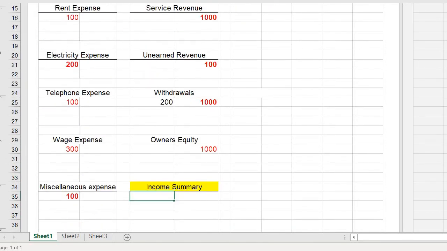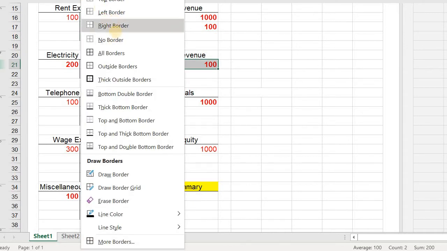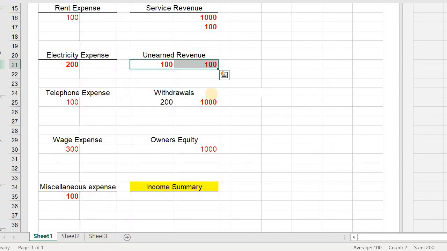So let's go down here to our unearned revenue. It's finished, so what are we going to do? We're going to zero it out and move that money to service revenue. So now we have $1,100 in our service revenue account, and our unearned revenue account is 0.